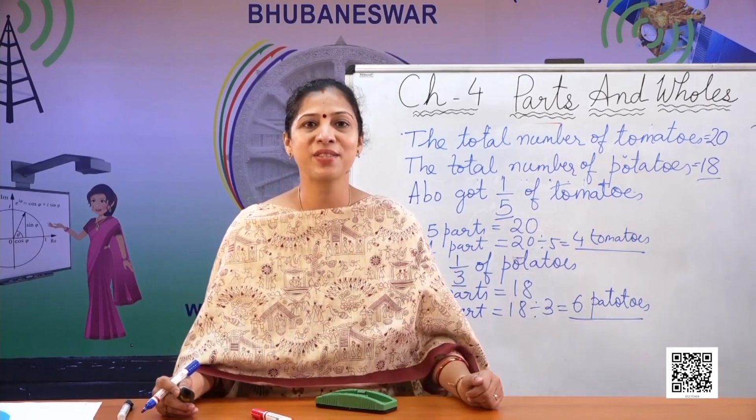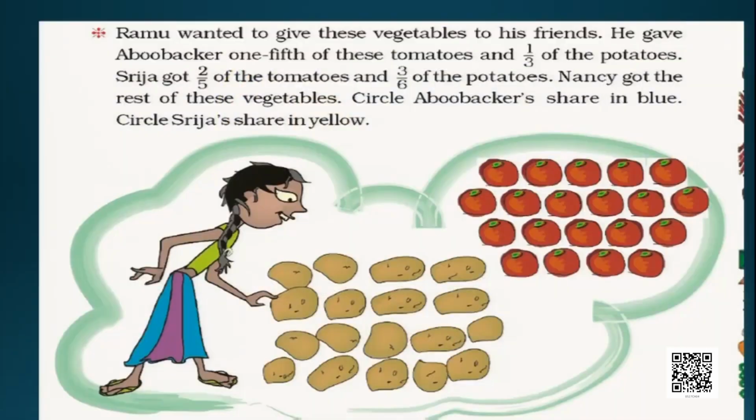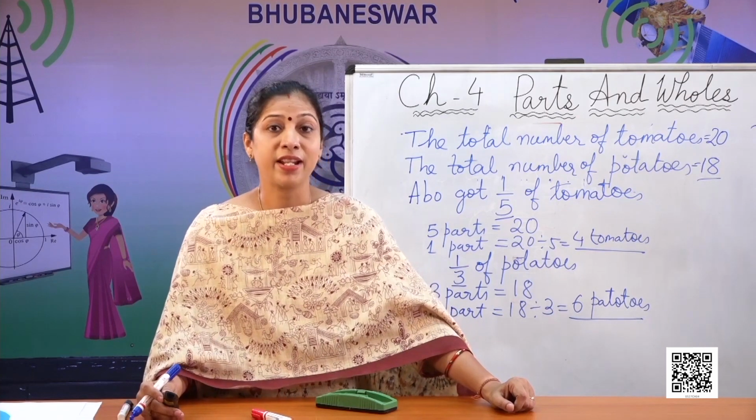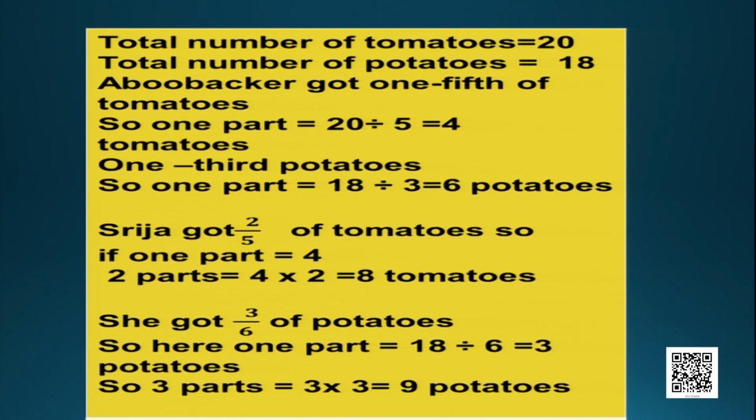Now let's go to the next one, where it is written: circle Abu Bakr's share in blue and circle Srija's share in yellow. Now can you find out on your own? Yes, then let's see what the answer is. Now, as I have already explained, Abu Bakr has got 6 potatoes and 4 tomatoes. Now Srija got 2/5 of the tomatoes. So if 1 part is equal to 4, 2 parts will be equal to 4 into 2, 8 tomatoes.